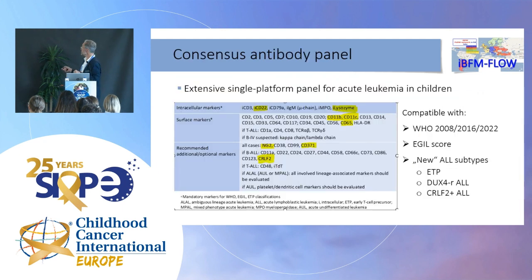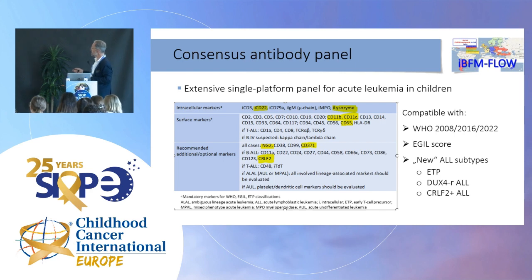So that's the current consensus panel. We have this as a single platform panel. We are running several surface markers. All in all, you will end up with something like 35 markers, for example, in a regular panel. So it will depend on the laboratory you're working in. But this is something like a recommendation.